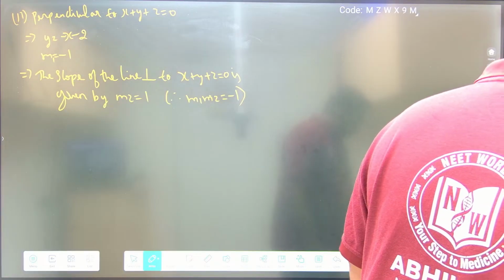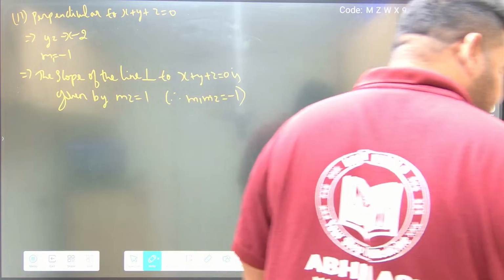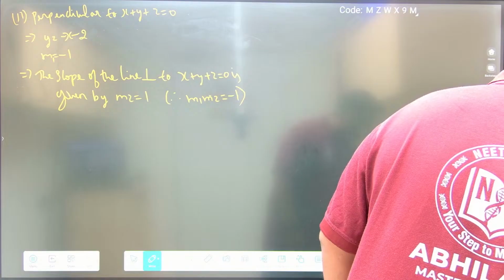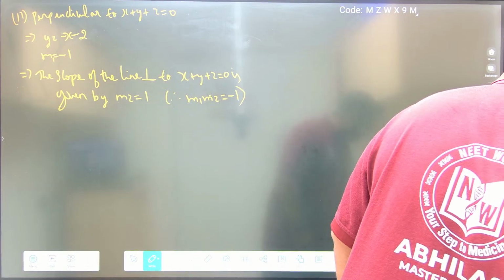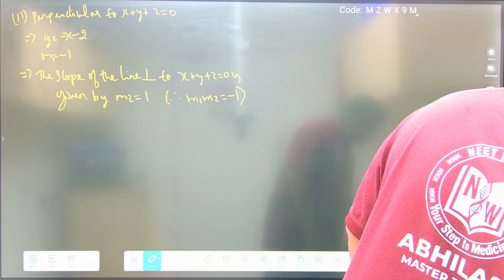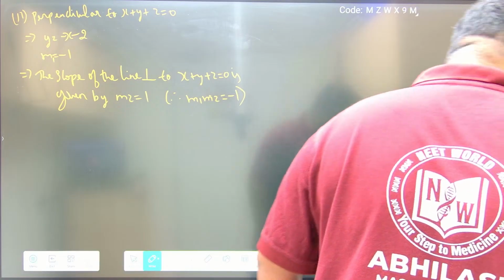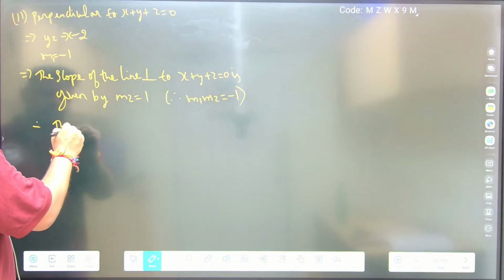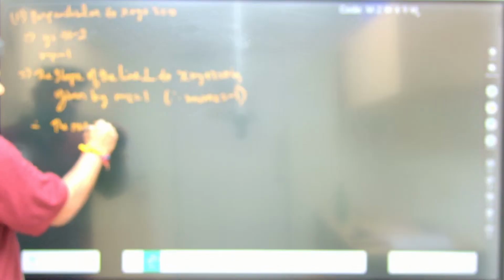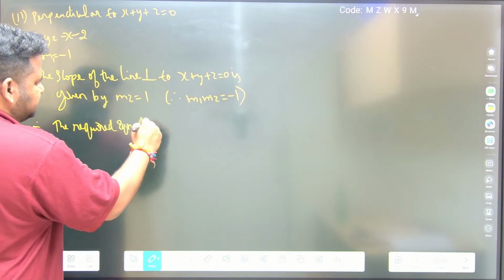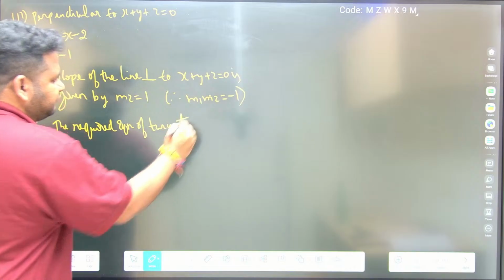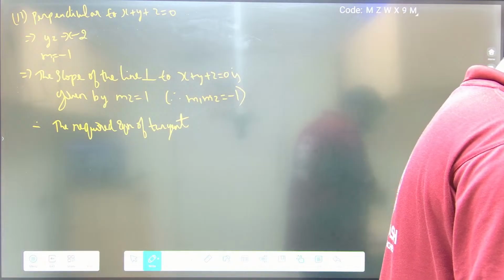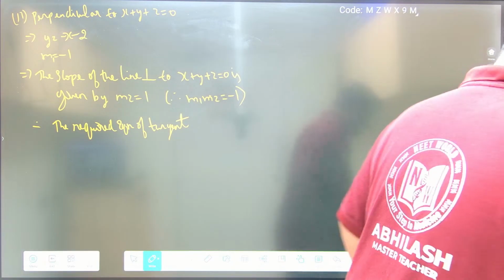Clear? Now the required equation of the tangent, we have to find it. How to find the tangent? Therefore the required equation of tangent, perpendicular to this line, what should we write?